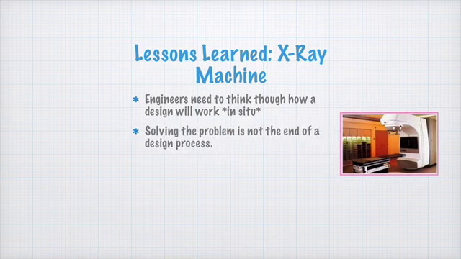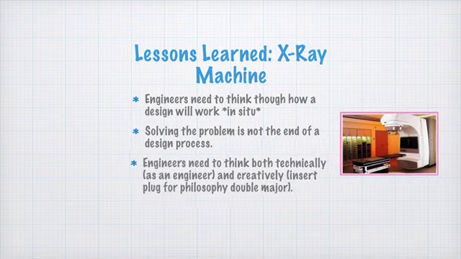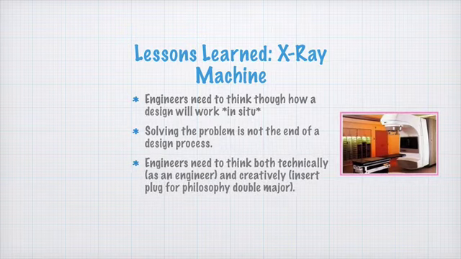So solving the problem of designing a good X-ray machine is not the end of the design process. Part of that process is going to be how the machine will be used. Engineers need to think both technically as an engineer and creatively as to how the machine will be used. So let me plug a philosophy double major here. This is what we're attempting to do in both chapter 6 and 7, is to show you that creative thinking is also part of engineering.